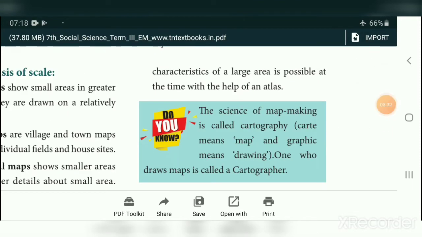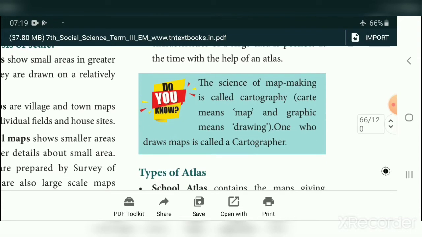The study of geographic characteristics of a large area is possible at a time with the help of an atlas. So if you want to study a large area, a large part of a continent, a large part of the earth or countries, atlas is the main important tool. It will help us a great deal.